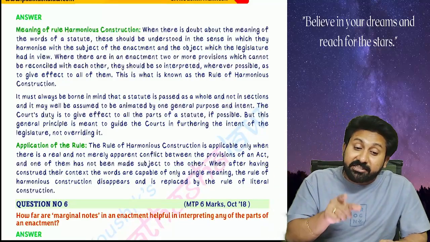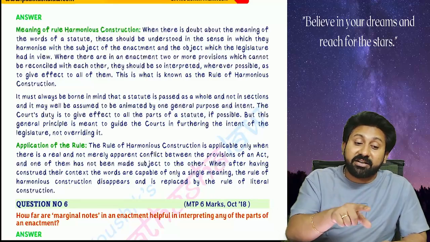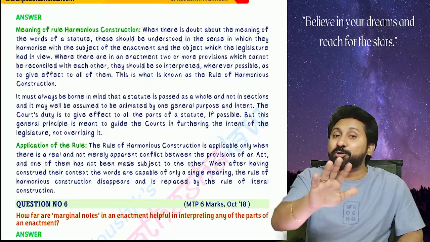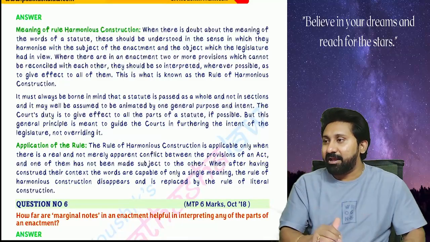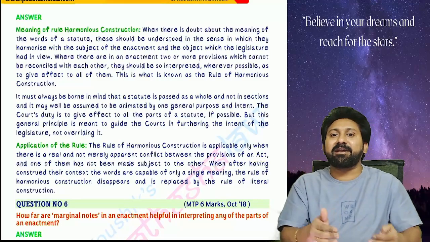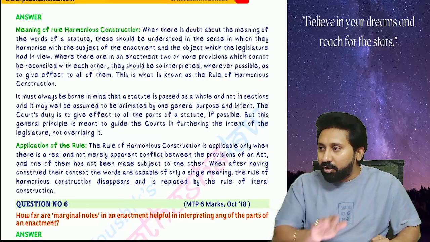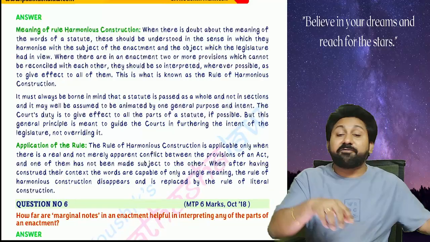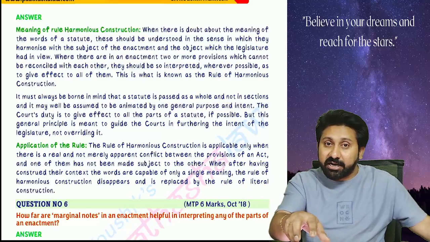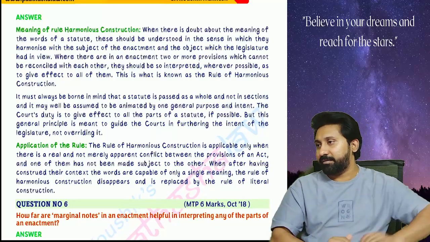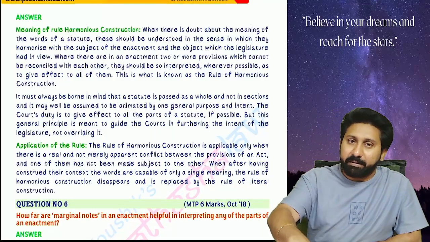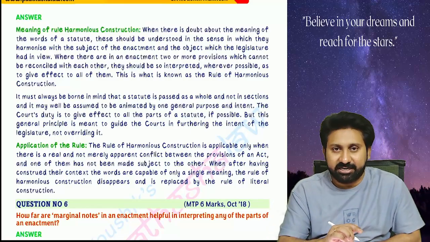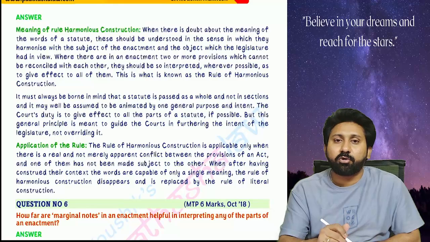When every section is equally important, how can one section kill another section? Therefore harmony means there should be no dispute, there should be friendship. One section and another section should be given equal friendship. No section should kill another section in tension, because if one section could really kill another, the lawmaker wouldn't have written the first one. On that premise, a concept came which is called the rule of harmonious construction.